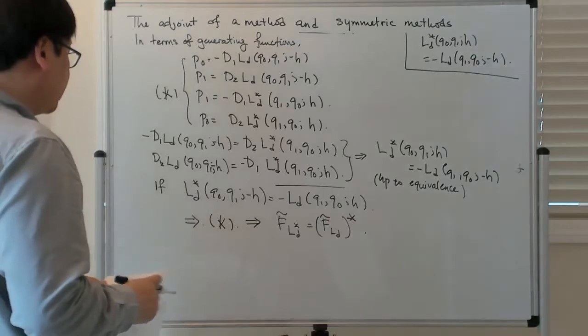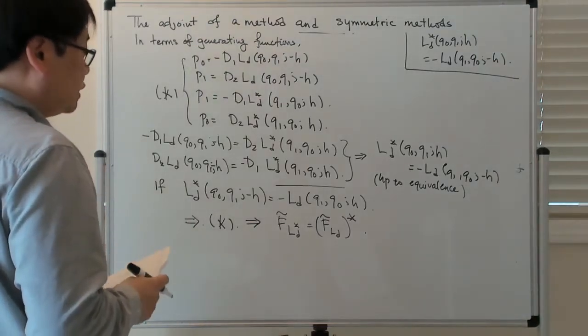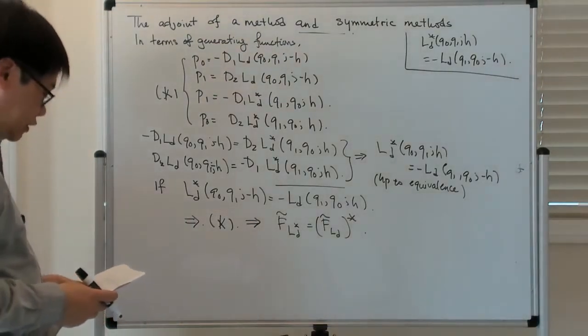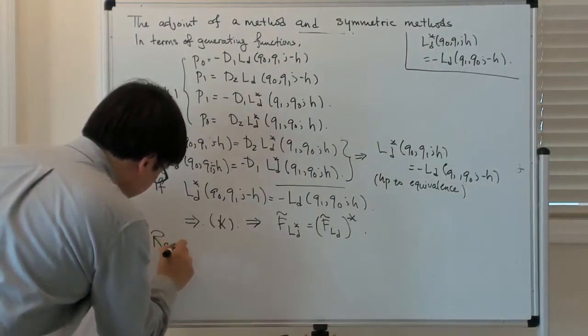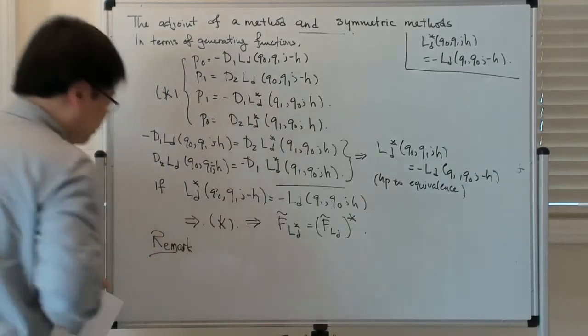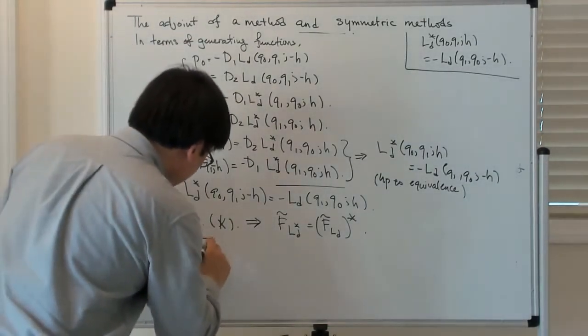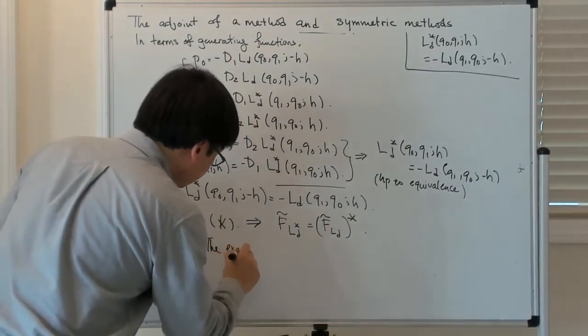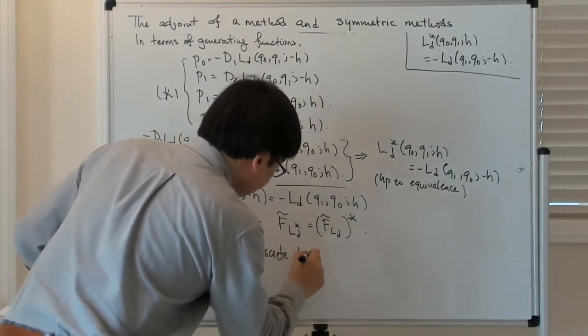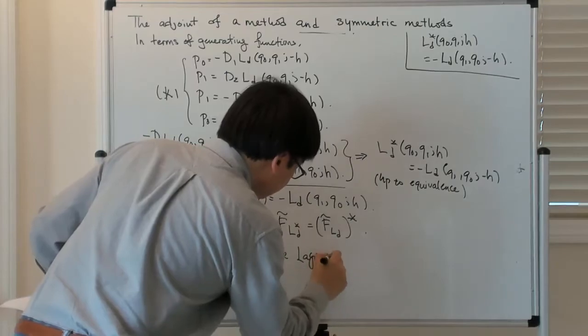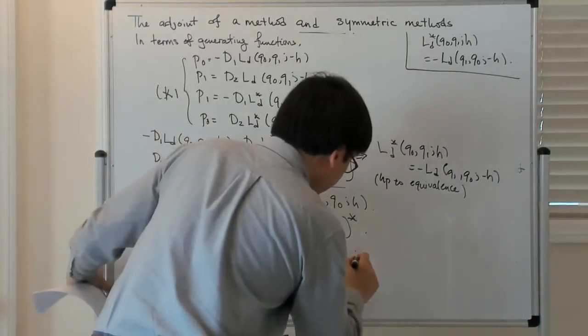And then you should, of course, expect in light of this that the exact discrete Lagrangian is self-adjoint. Let me just state this as a remark, which is perhaps not too surprising. The exact discrete Lagrangian is self-adjoint.